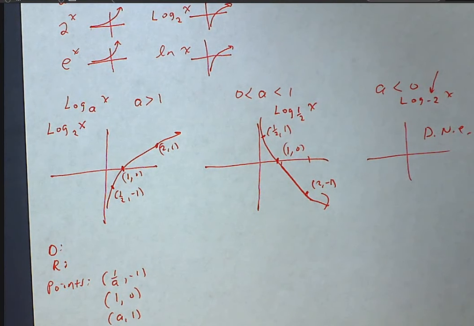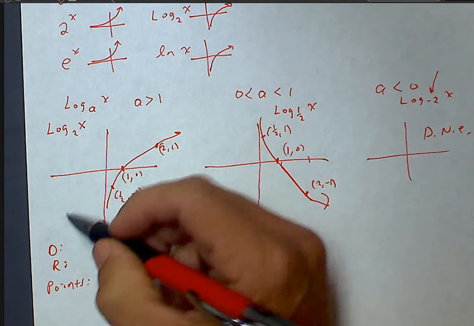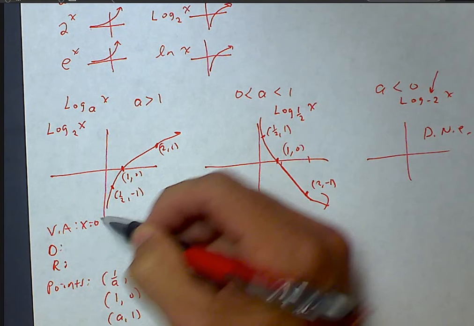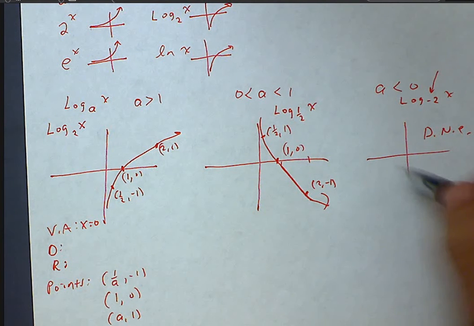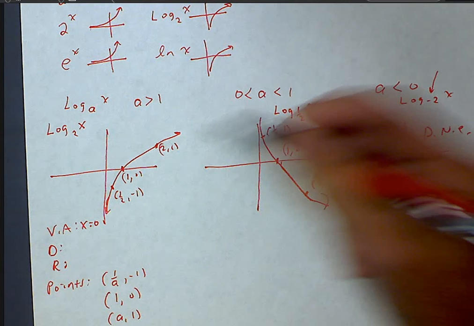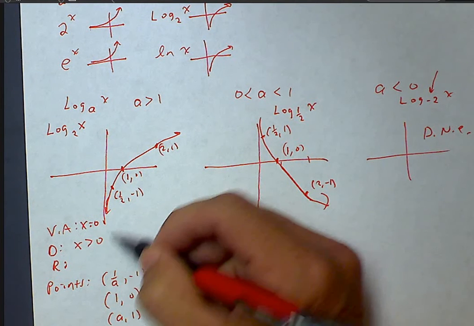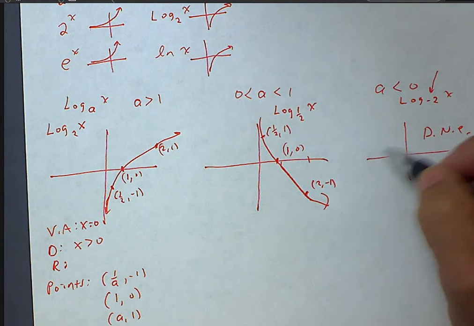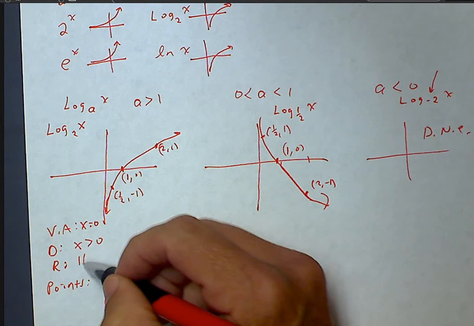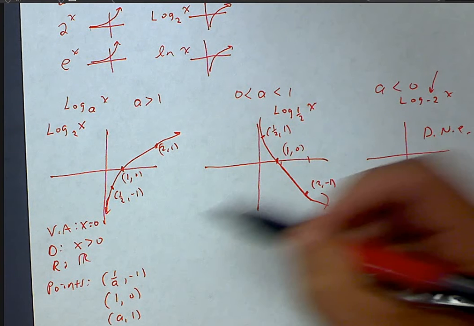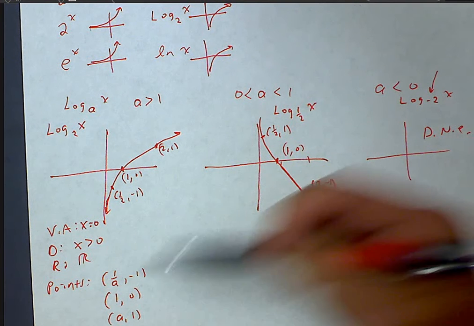So domain and range. There is a vertical asymptote at x equals 0 for all logarithmic functions, which means we never cross the y-axis. So our domain is going to be x greater than 0. We're going to start at 0 and go to the right forever. And our range will always be all real numbers on these guys. And again, the points of interest are always these 3 points, so make sure you get those down.